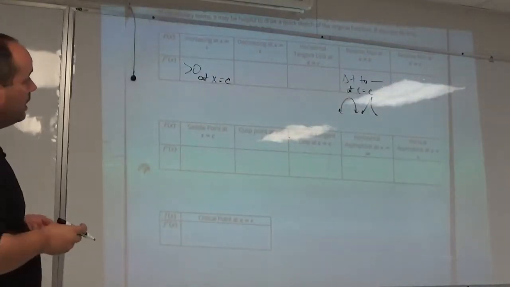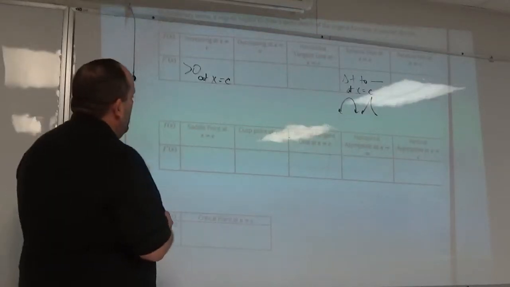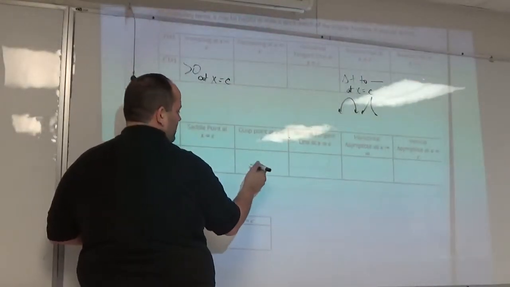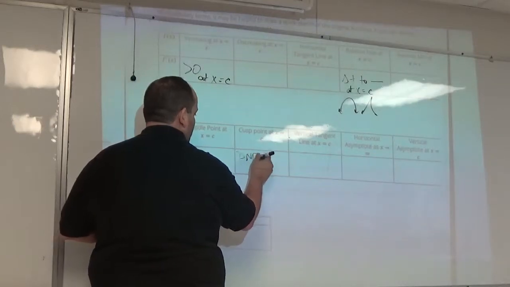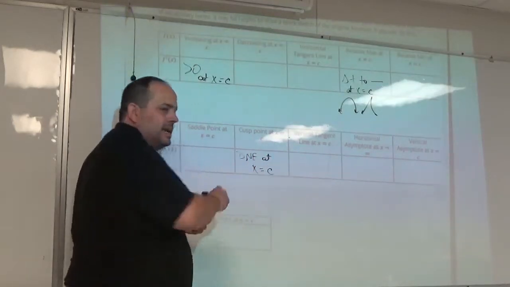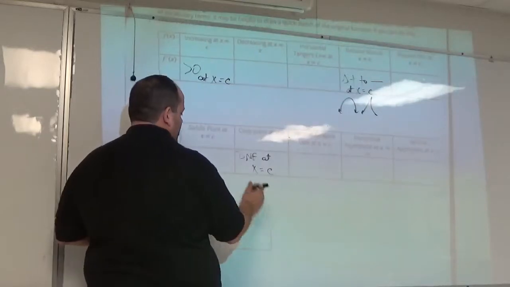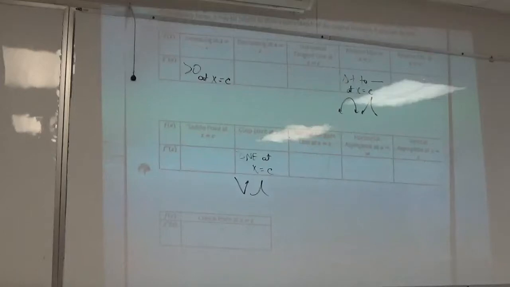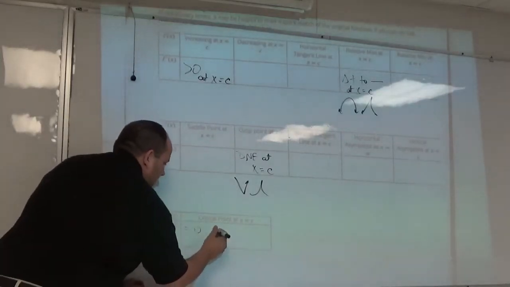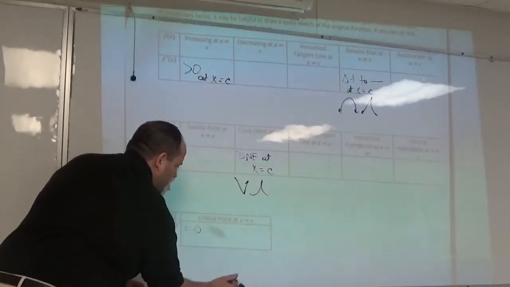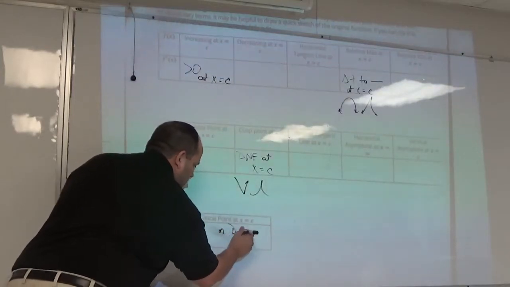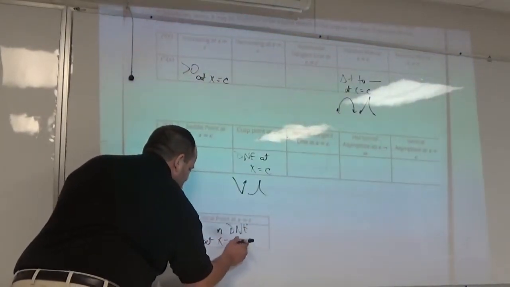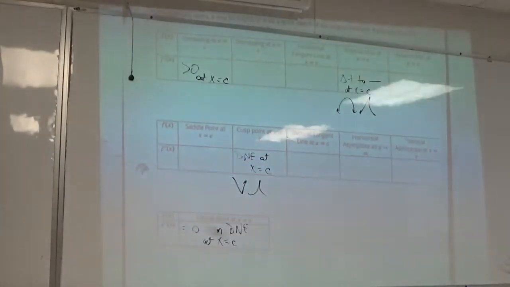Paul, give me another. When f has a cusp point, f prime derivative does not exist at x equals c. Well done. A cusp point could look like that, it could look like that, it could look like a whole lot of different things. There's more. Rebecca. If f has a critical point, then f prime is equal to 0 or does not exist. You need to know both. Well done, Rebecca.